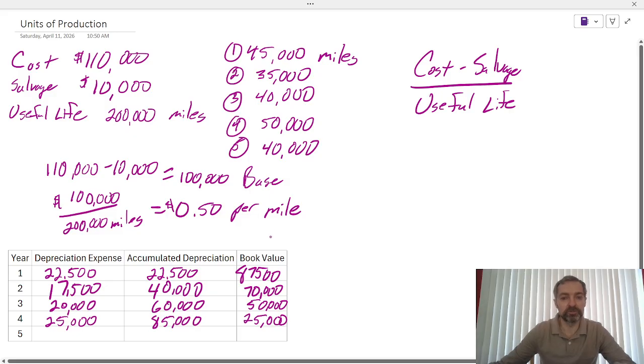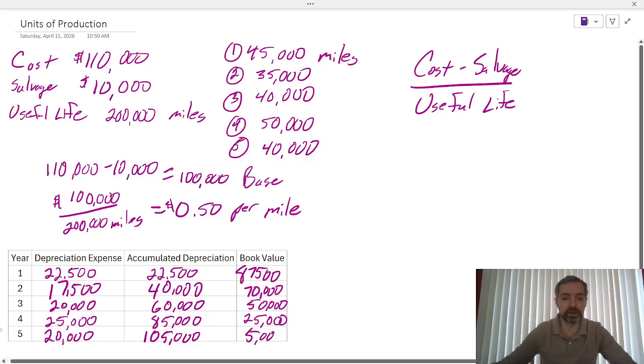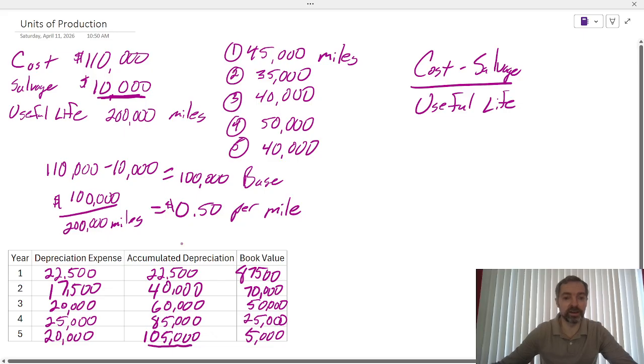The last year, we're going to have to be a little careful, but let's just assume we're doing 50 cents per mile. And the depreciation expense then would be $20,000. And that would make my accumulated depreciation $105,000 and my book value at $5,000. The problem with this is that my book value cannot go below the salvage value. And my accumulated depreciation cannot go above my depreciable base.